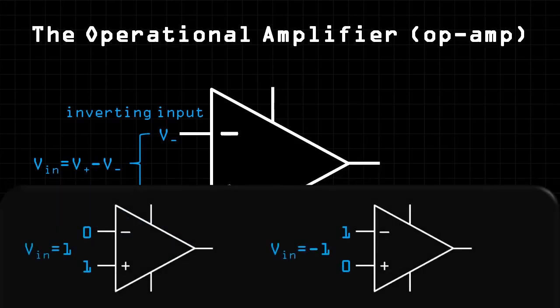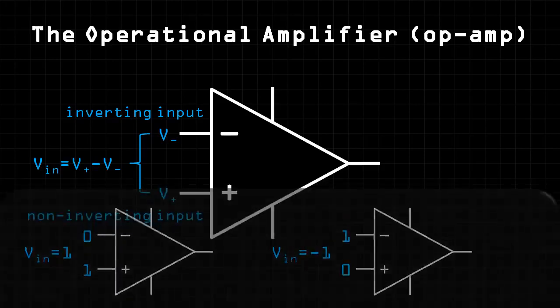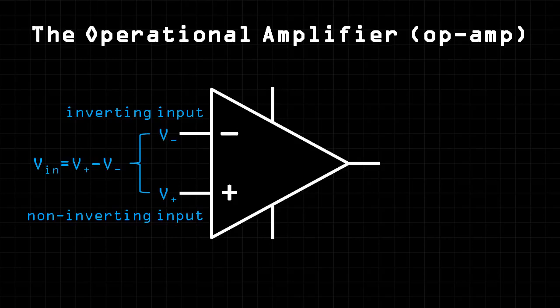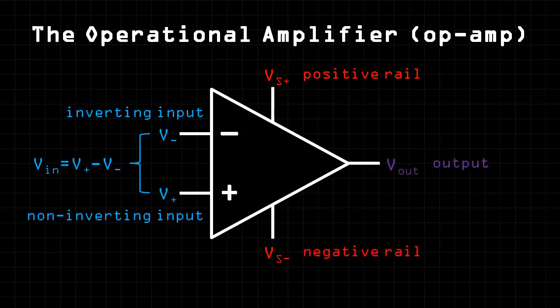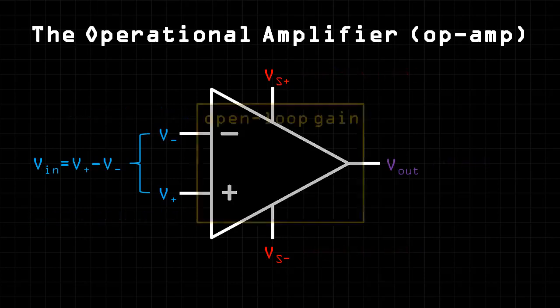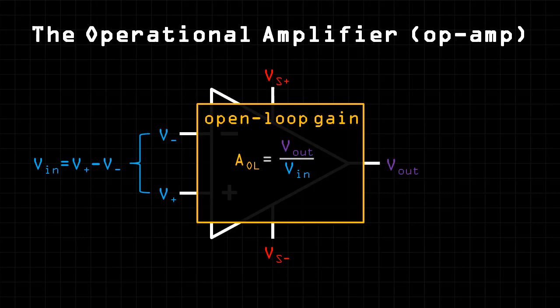Notice that the input voltage will be positive when the voltage on the non-inverting input is greater, and negative when the voltage on the inverting input is greater. The signal is next amplified using the op-amp's power supply, consisting of a positive and negative voltage rail. To determine the output voltage of an op-amp, we need to know the amount by which the op-amp amplifies the signal. This is known as the open loop gain. Specifically, the open loop gain is equal to the ratio of the output voltage to the input voltage.